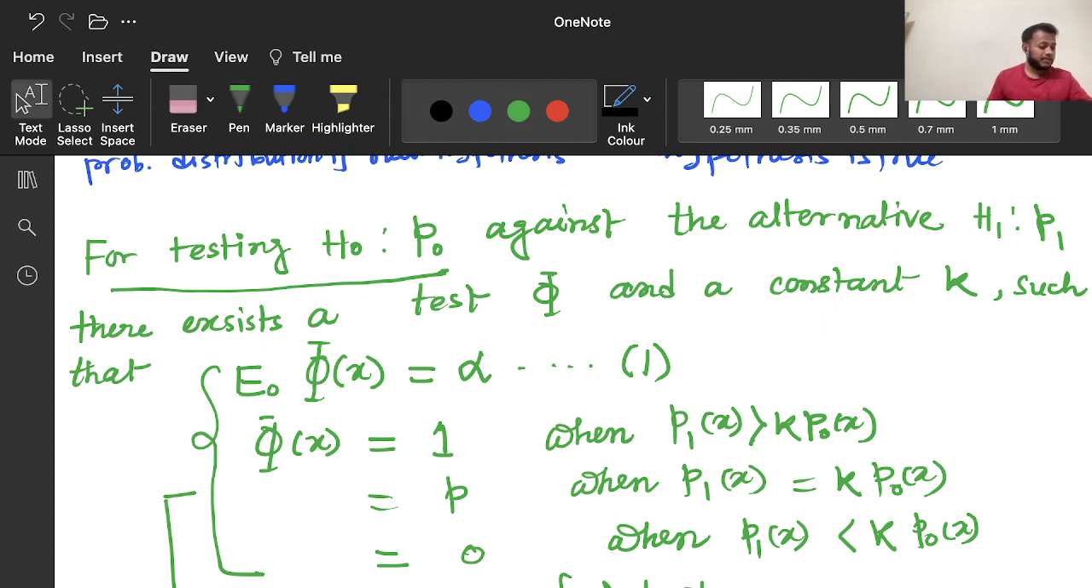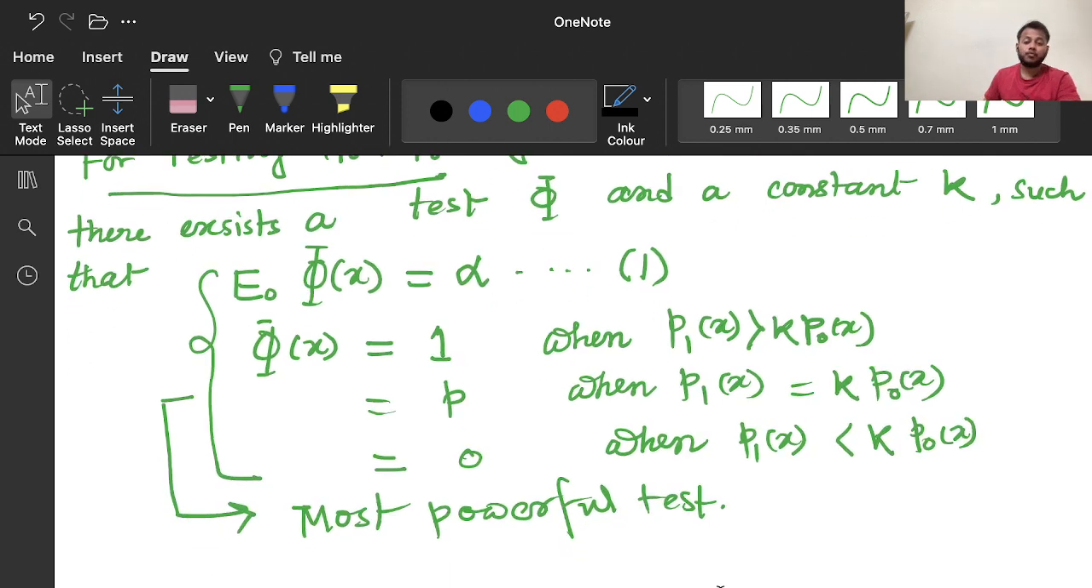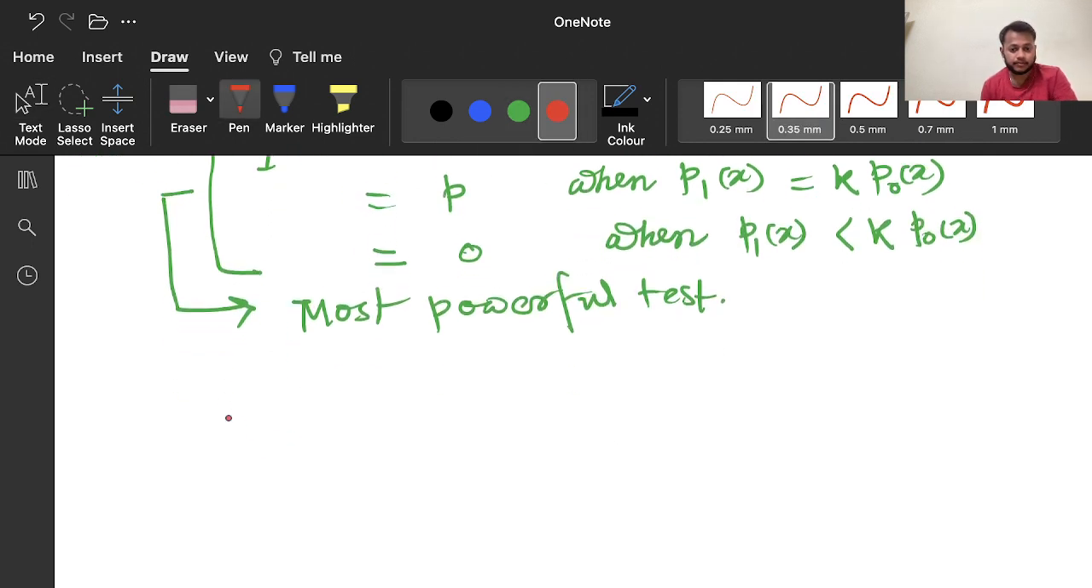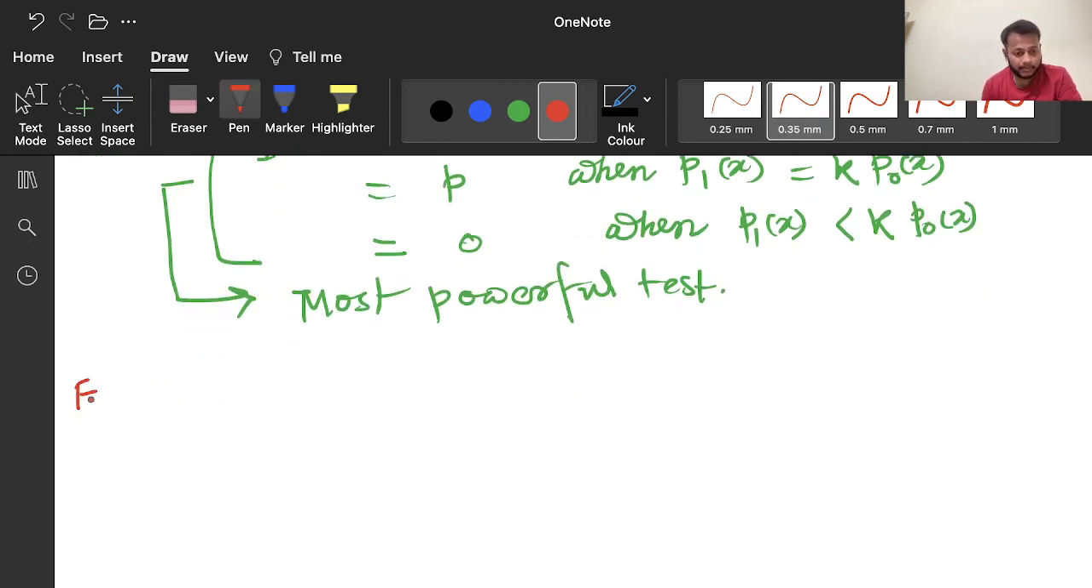So let me give you an example of this most powerful test, showing how you calculate. The proof of this lemma is outside the scope of this lecture series.